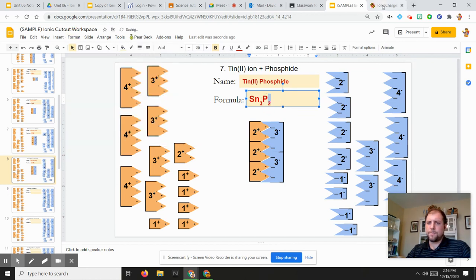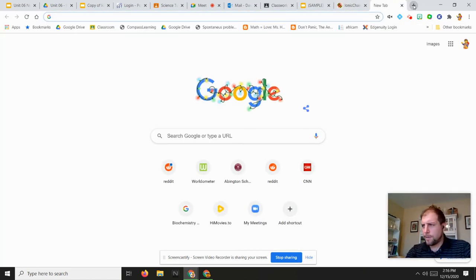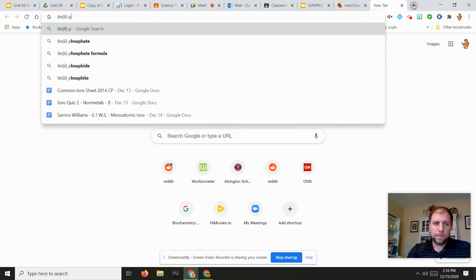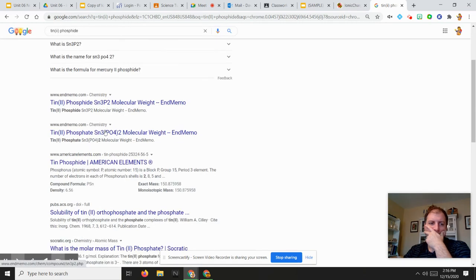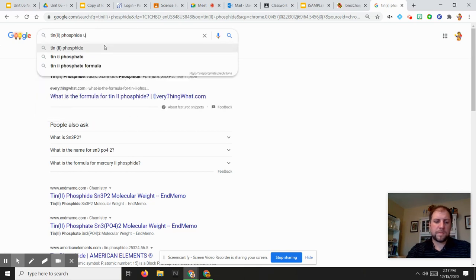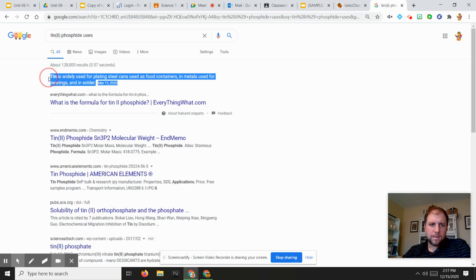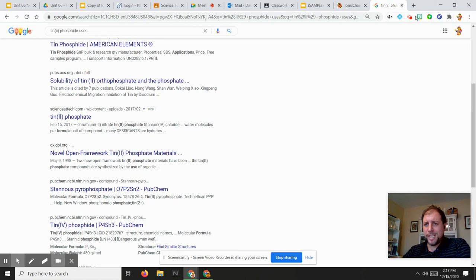Does tin 2 phosphide even exist? I don't know, because sometimes a metal won't form a positive ion if it's reacting with a particular nonmetal. So let's see here. Tin 2 phosphide. Does it have any uses? I don't see any uses. Some of these maybe don't have a use.